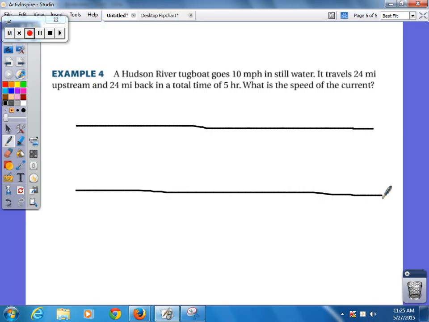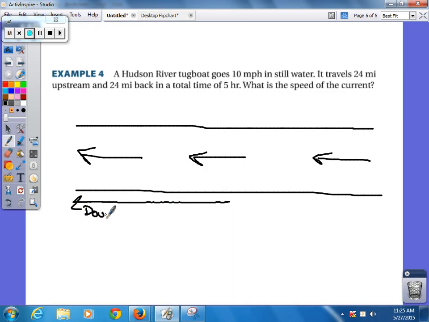I'm going to draw a picture of a river. And that river is going in this direction. All right, so I want you to tell me what direction is upstream and what direction is downstream. We're going to say this is what? Upstream. If the river's going this way, what is this? Downstream.